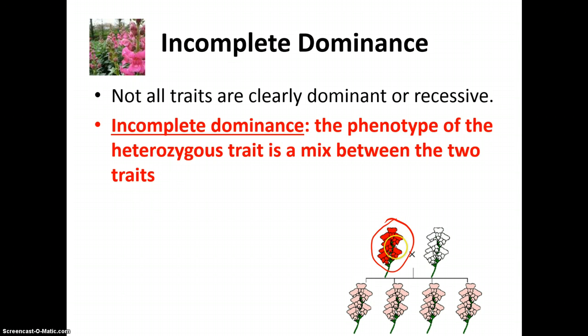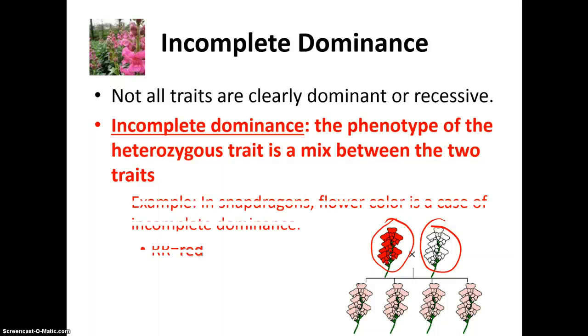If you take a look here, this flower is red and this flower is white. If we take those two flowers and put them together, if you're thinking of simple complete dominance, you would expect to see either red or white. However, in incomplete dominance, we get a mix in between the two. A blend. So what happens when you mix red paint with white paint? You get pink paint, which is why you get pink flowers from this cross here.